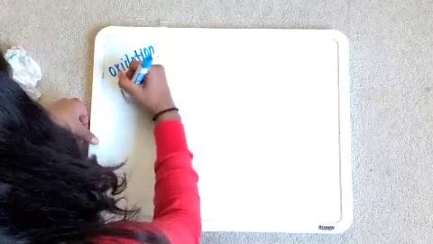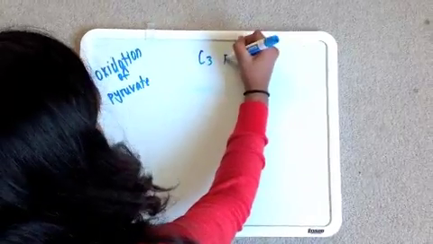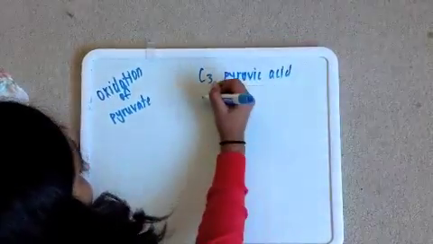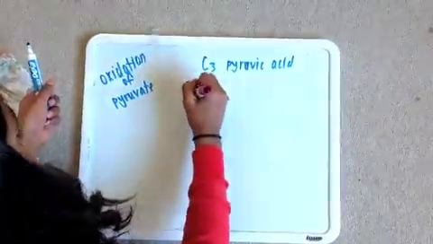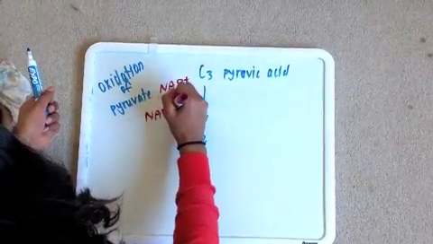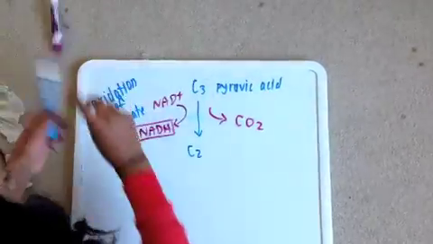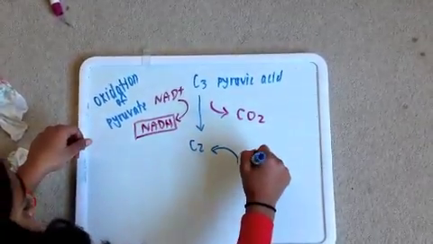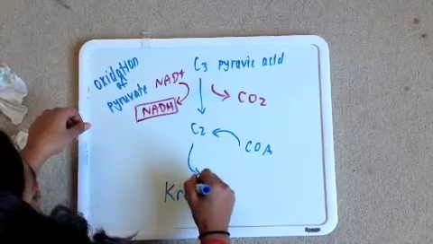The next step in cellular respiration is the oxidation of pyruvate. A C3 molecule of pyruvic acid is converted into a C2 molecule. The energy used by converting NAD+ into NADH is used to help the C3 molecule release a molecule of carbon dioxide. This C2 molecule is then joined by coenzyme A and becomes acetyl-CoA. Then it goes into the Krebs cycle.